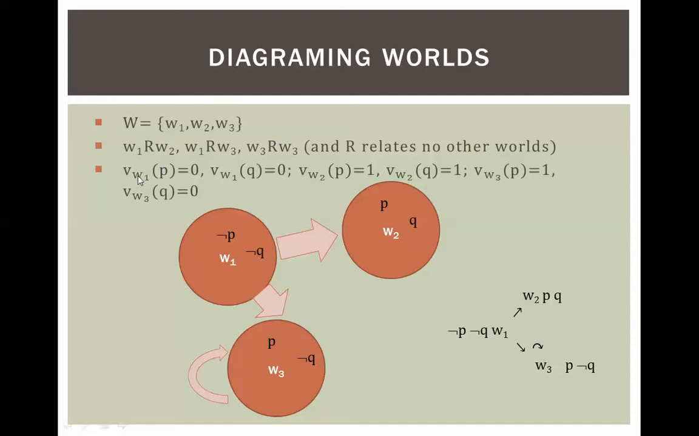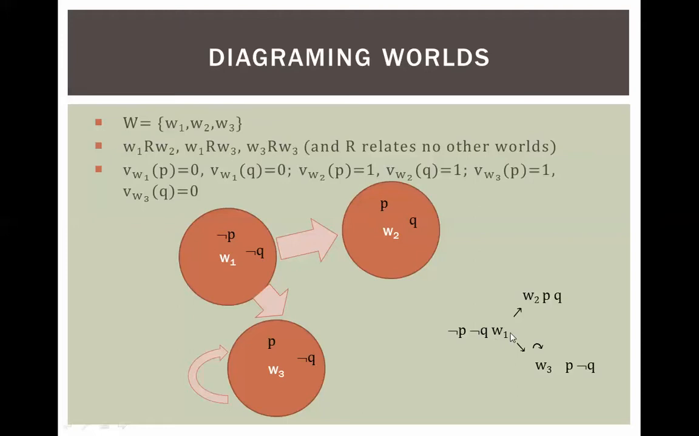And in world 1, the truth value at world 1 of P right here is 0. The truth value at world 1 of Q is also 0 because you have the nots. Remember, this should be familiar from propositional calculus. All we're doing differently is adding the worlds that we're talking about at the bottom of the V sub world 1, right? At world 2, P is true and Q is true, right? There's no nots, so P equals 1 and Q equals 1. At world 3, P is true and Q is false, so P equals 1 and Q equals 0.